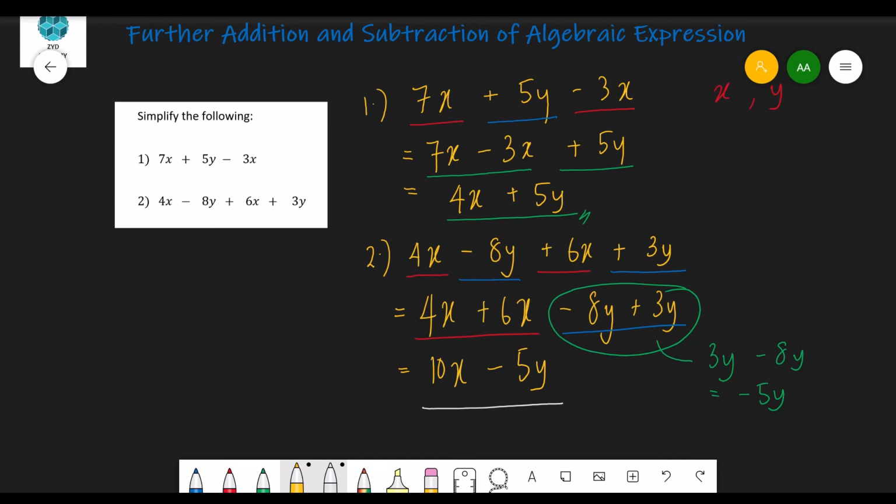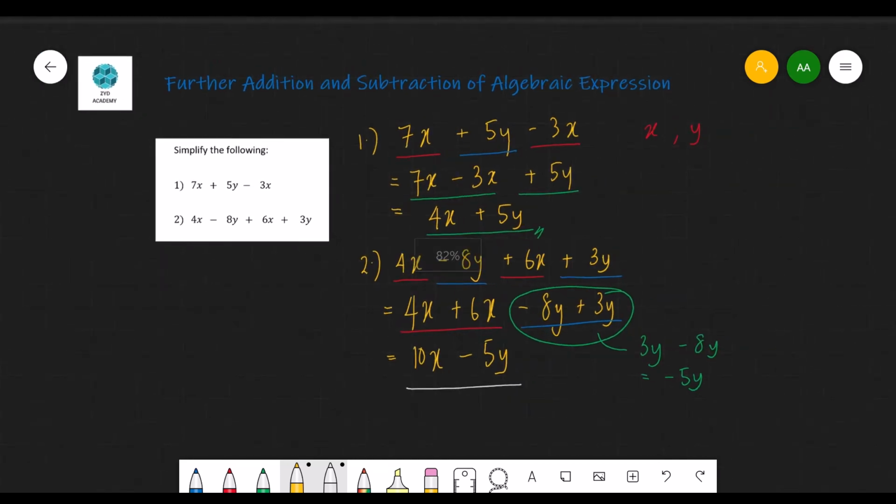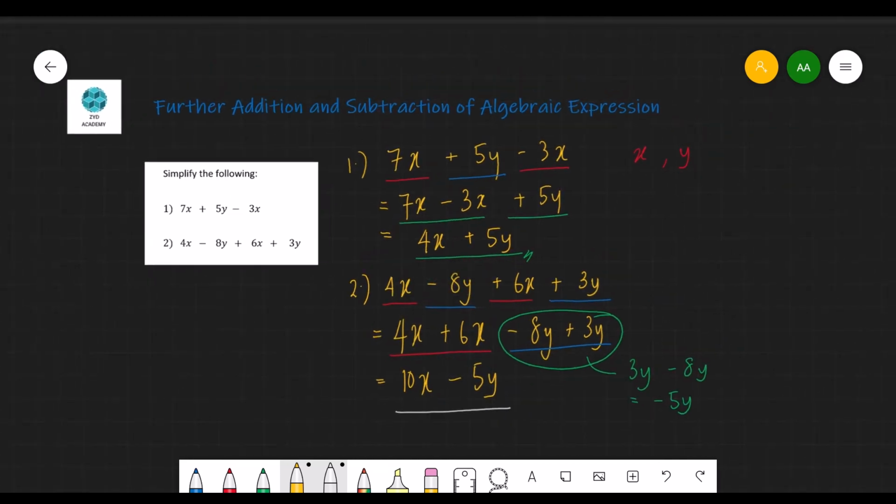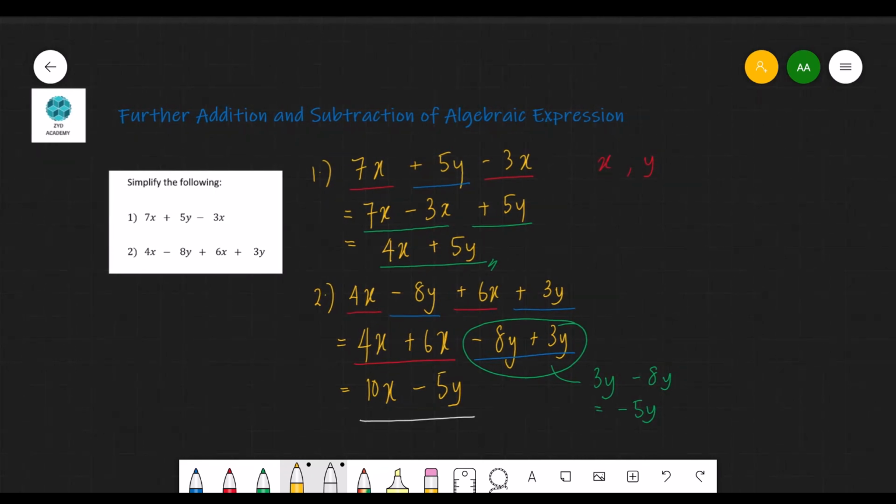So this is further addition and subtraction of algebraic expression. Go over this again if you need to look at the examples, and what you can do next is attempt the questions in the worksheets on further addition and subtraction of algebraic expressions.